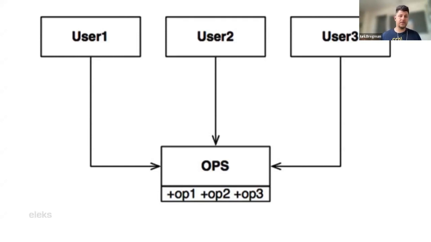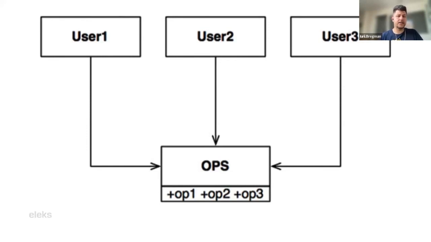The whole interface segregation principle derives its name from this particular diagram. Let's assume that we have a user one who uses only operation one, user two uses only operation two, and user three covers only operation three. Now imagine that this Ops class is written in a language like Java or C#.